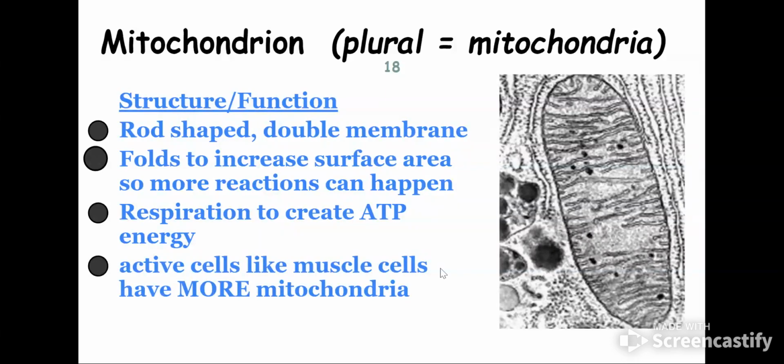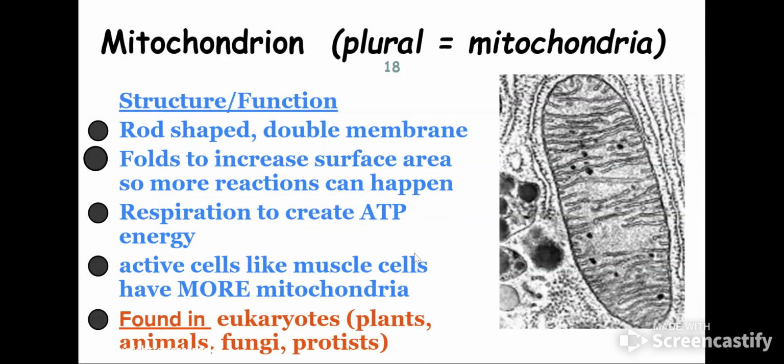Active cells like muscle cells have more mitochondria because they need the mitochondria to keep them moving. Sperm cells as well would have more mitochondria because they need to be able to swim to the egg. And this is found in eukaryotes, so plants, animals, fungi, and protists. All eukaryotes have a mitochondria.